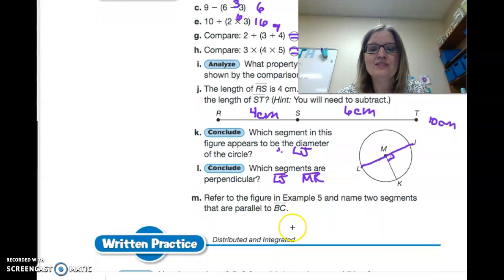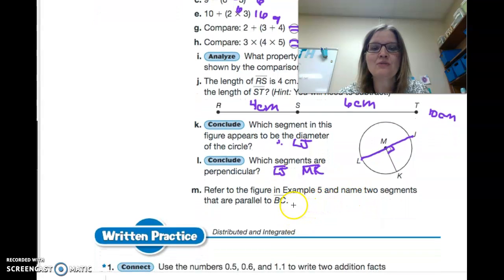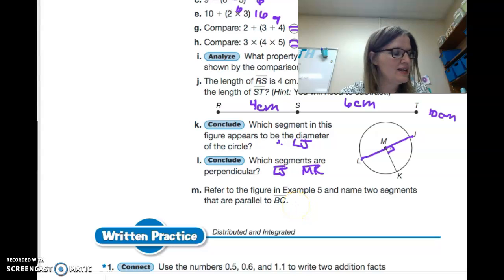Refer to the figure in example 5 and name 2 segments that are parallel to BC. I am thinking that is earlier in the lesson, so we're going to skip that.